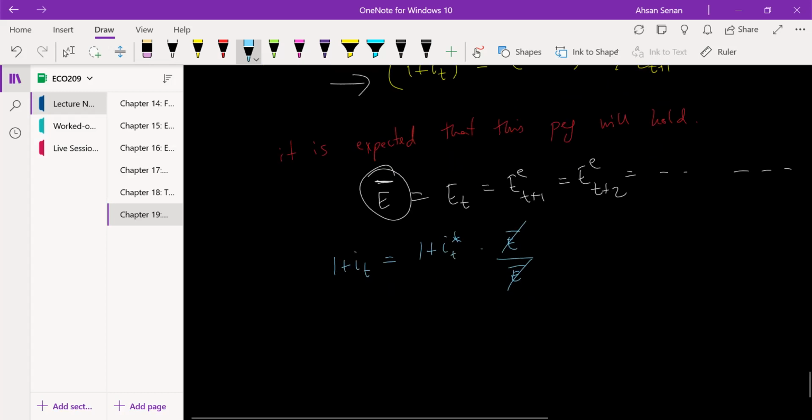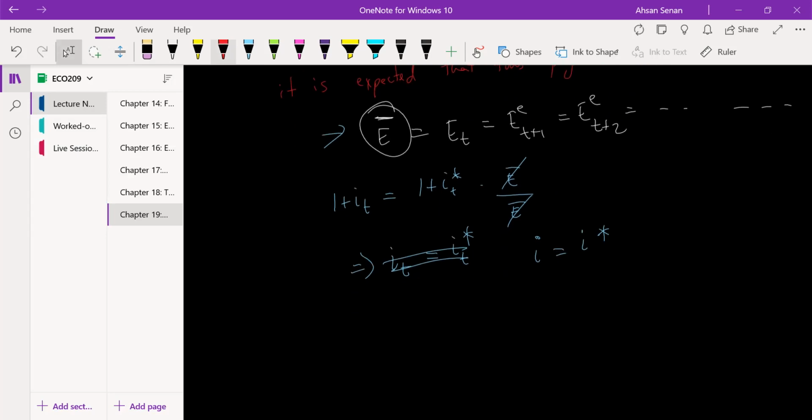This and this cancel out. And so what we have is i_t equals i_t star. Since this peg is going to hold, the time subscript is no longer needed. So we can just write that the domestic interest rate is going to be equal to the foreign interest rate. So what does that mean? This is a very interesting implication.